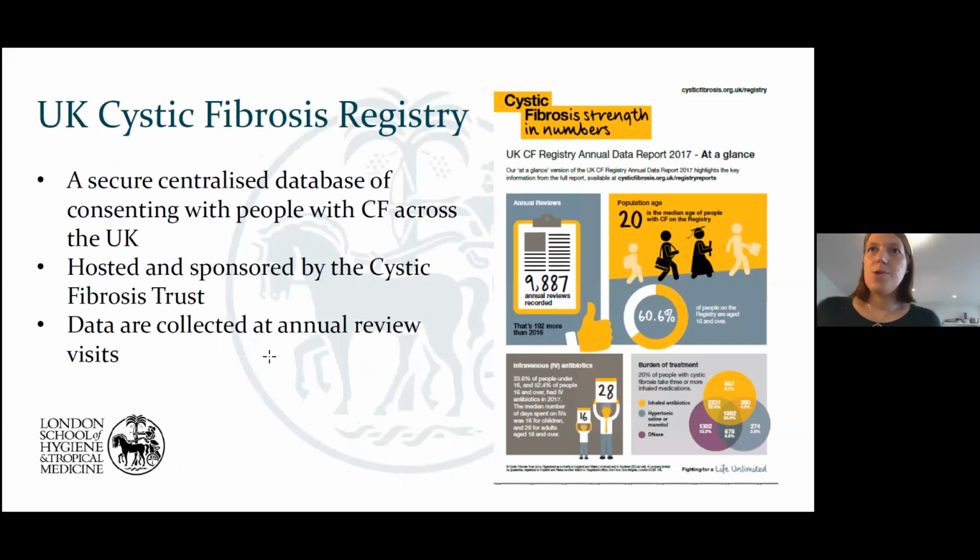So we have access to this very nice data from the UK Cystic Fibrosis Registry. This is a secure centralised database of people with CF in the UK. It's hosted by the Cystic Fibrosis Trust. Data are collected at annual review visits through the National Health Service care that people with CF receive. A very nice thing about this database is that it has in it, I think now, over 99% of the CF population in the UK. And at every annual review visit, lots and lots of measurements are taken, including information on what treatments people are using.